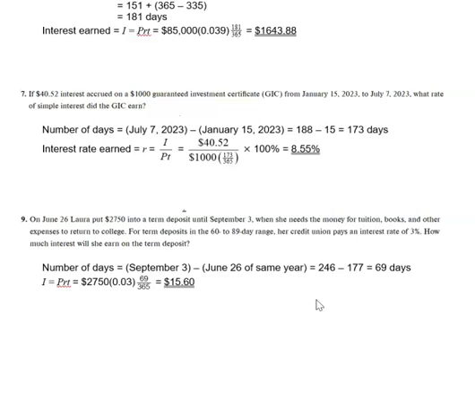And then we want to figure out for the term deposit in the 60 to 89 date range, which that is, her credit union pays an interest rate of 3%, so there's our rate. How much interest will she earn on the term deposit? So I equals PRT, 2750 multiplied by your 3% or 0.03 multiplied by the term, which is 69 divided by 365, gives you interest of $15.60.